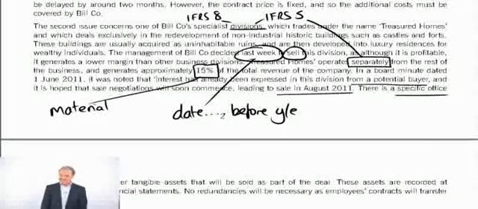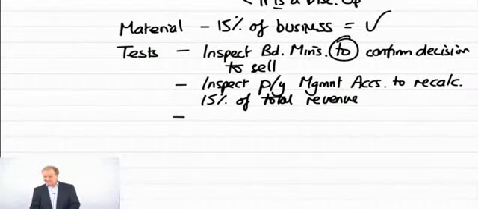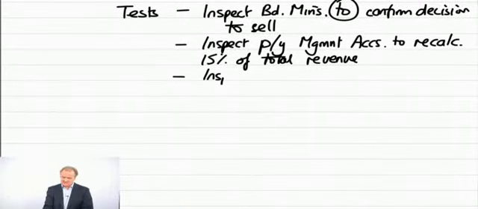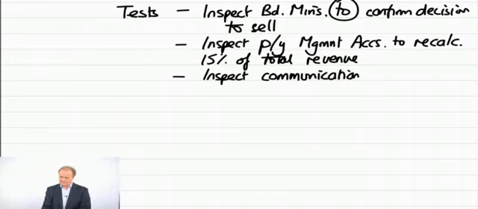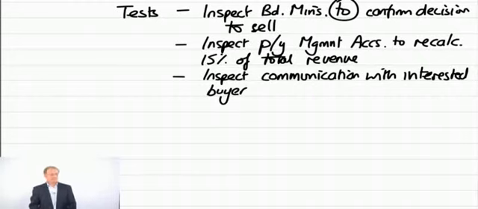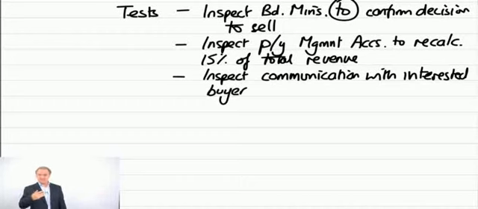It says interest has been expressed from a potential buyer. How do you know someone is interested? Well, presumably there has been some communication. So I would inspect communication with the interested buyer. Because that will prove the interest, yep.